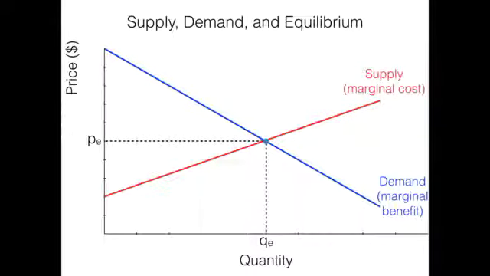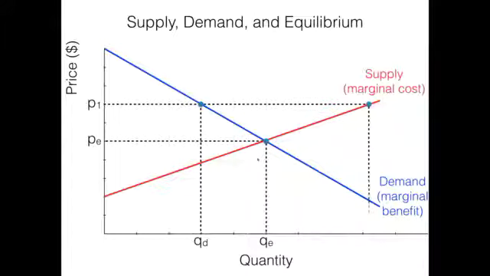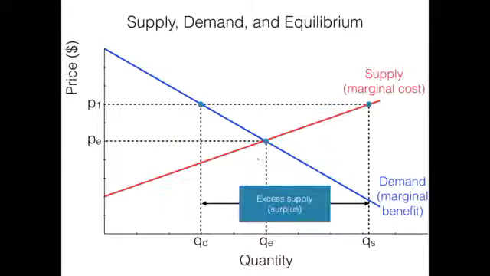We could take a look at a scenario where the price is above the equilibrium price. So if we take that price and go horizontally, the first thing that we hit is the demand curve. That gives us the quantity demanded. And if we go further along where P1 is, till we hit the supply curve, that gives us QS. So here we have a situation where QS is greater than QD. So we have excess supply, and it is also considered a surplus.